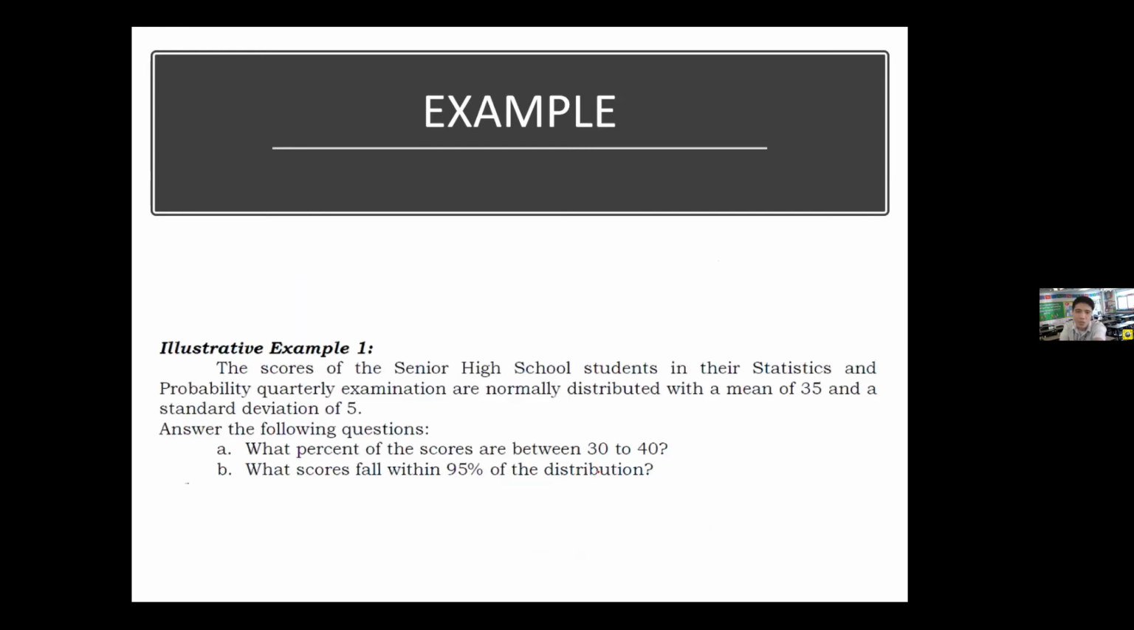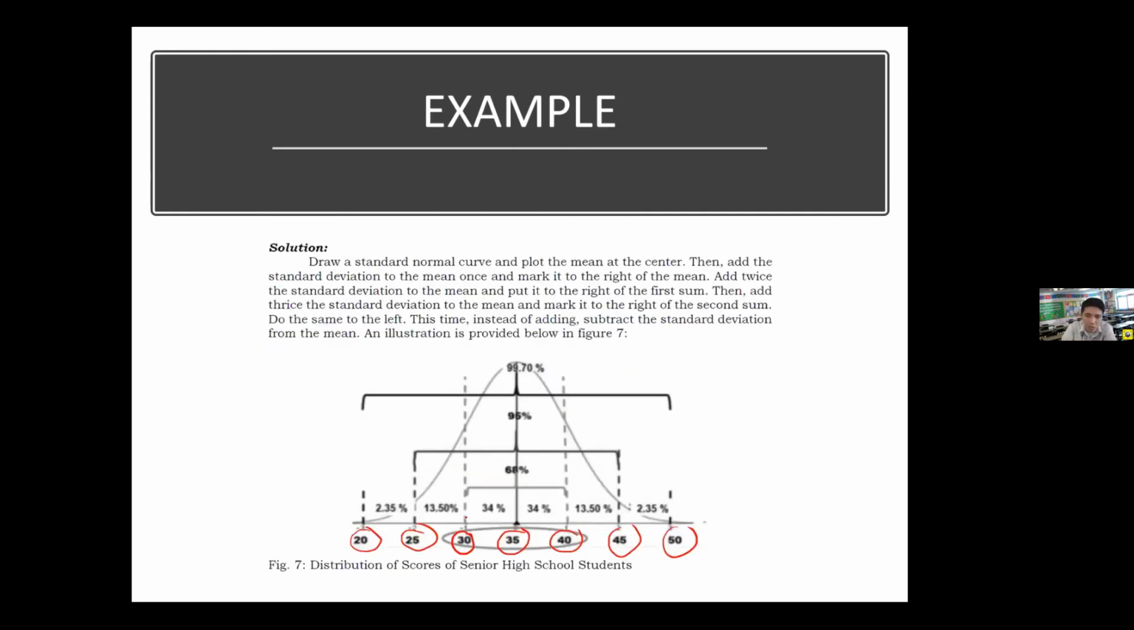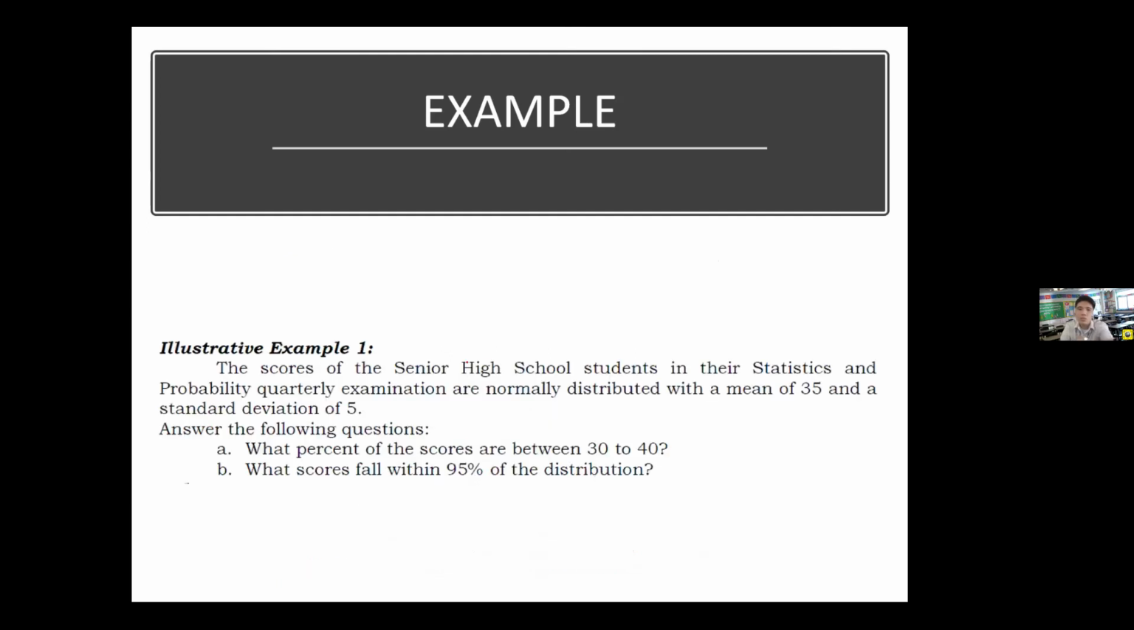So ang question, what percent of the scores are between 30 to 40? So ang 30 na ara si 30, to 40. So 30 to 40, kabaluta, nga nabilong sa 68%. So because that is one standard deviation away from the mean. So ang answer dito, 68%.